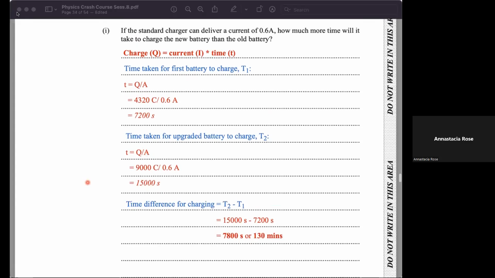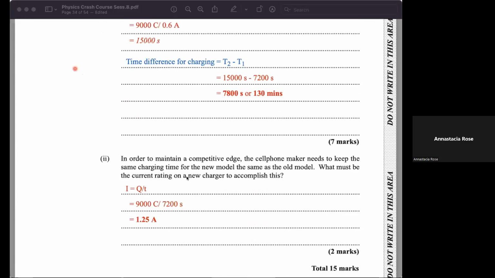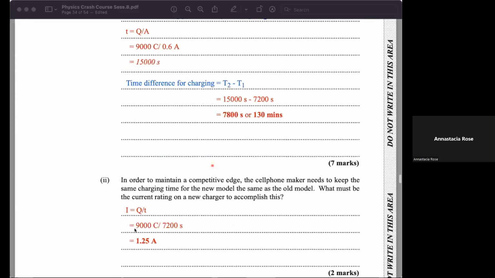Now, in order to maintain a competitive edge, the cell phone maker needs to keep the same charging time for the new model as the old model. So we need to calculate what the current rating needs to be for the time to be the same as the old, which is 7,200 seconds. Given that the charge is now 9,000 coulombs for the new battery, and we want the time to be 7,200 seconds, the cell phone makers would need to upgrade the current rating on the charger to 1.25 amperes, right, since I is equal to Q upon t.